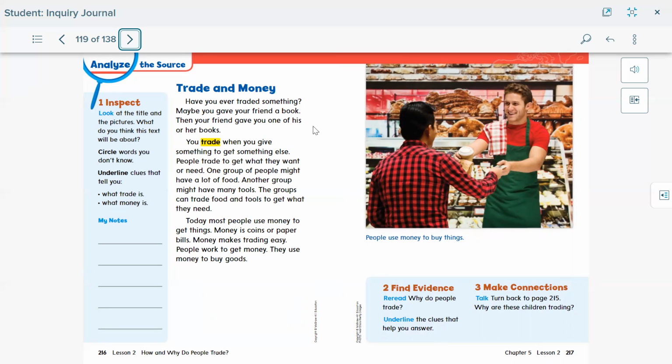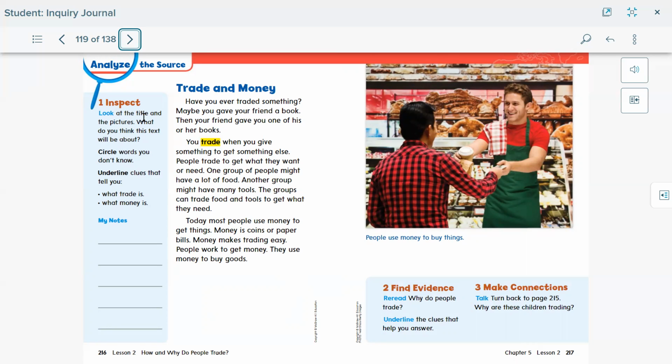People trade to get what they want or need. One group of people might have a lot of food. Another group might have many tools. So the groups can trade foods and tools to get what they need. Today, most people use money to get things. Money is either coins or paper bills. Money makes trading easy. People work to get money. They use the money to buy goods. So that's when we say, when you give money to get something, or when we trade with each other.